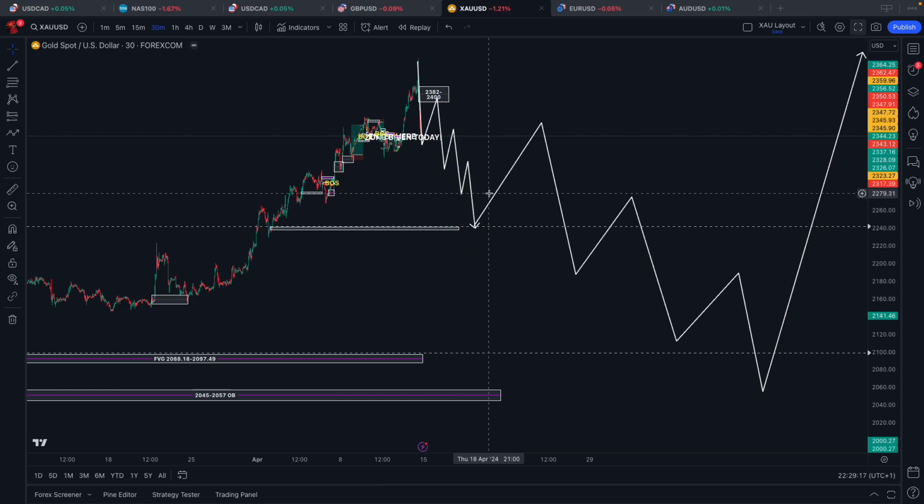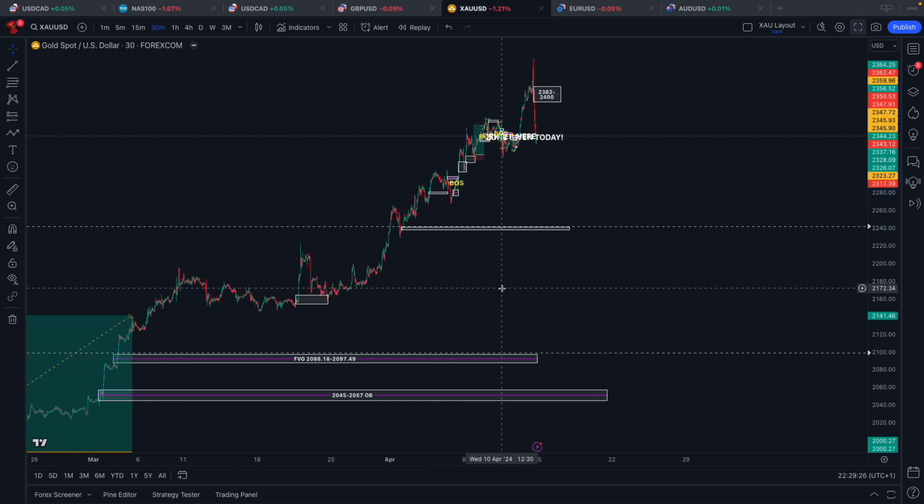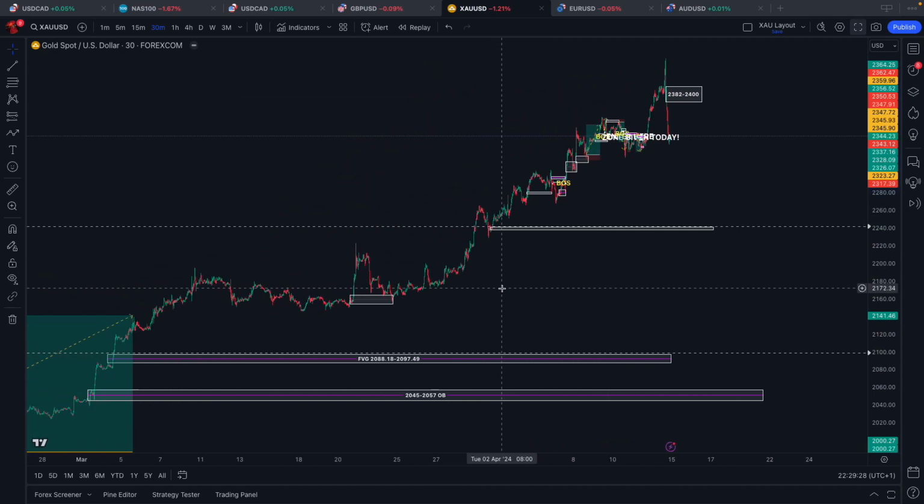Once we see price trading into that area, we can then reassess and look for further shorts if we are delivered with confirmation that this market is going to continue in a short way. But that's my analysis for XAU USD.